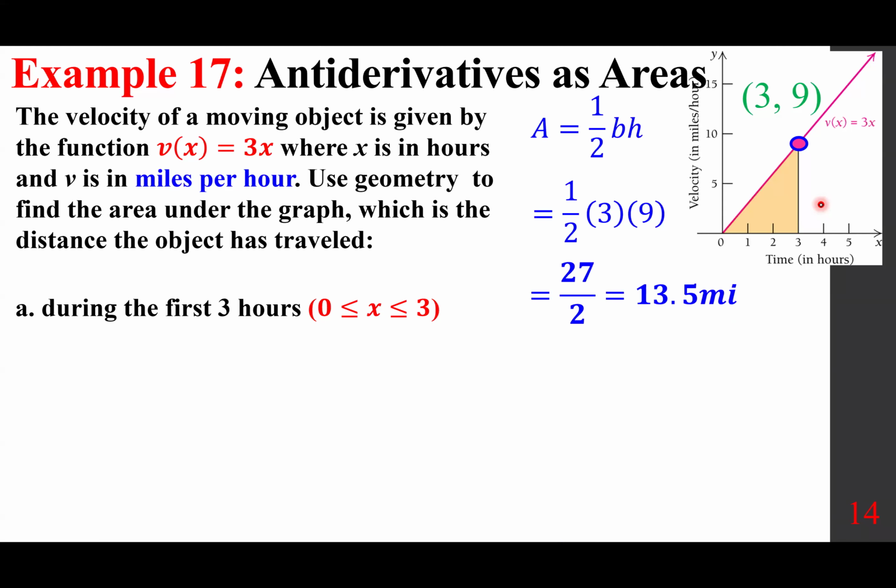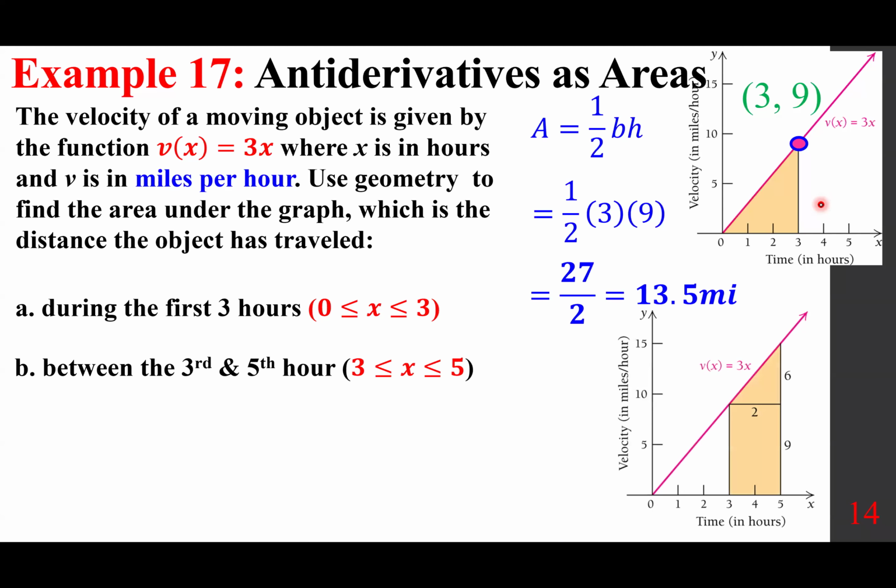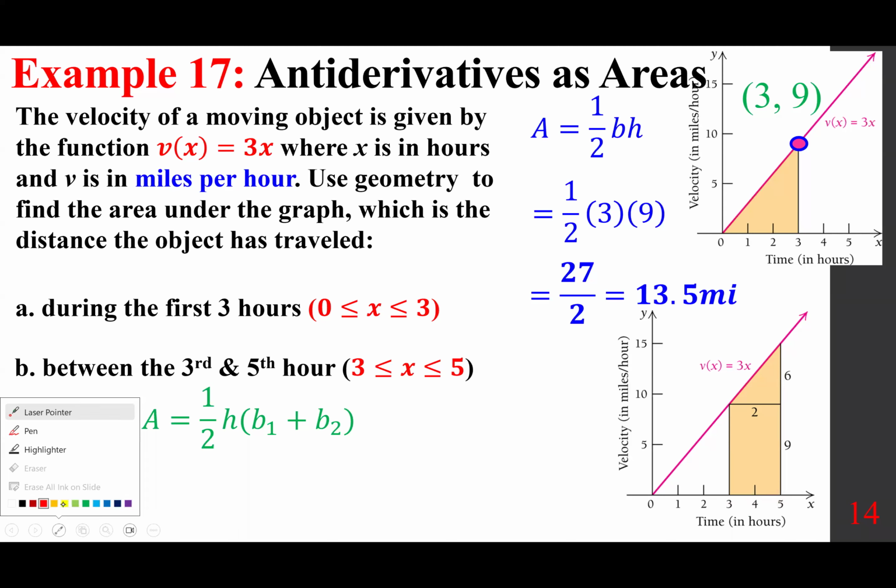Between the third and fifth hour, well, there are 2 ways to do that. You can calculate from 0 to 5 and subtract this one from it. That's one way to do it. Or you may recognize this as a trapezoid with the area being half of h times base 1 plus base 2. So half of the height is from 5 to 3. So this is the height, everybody.